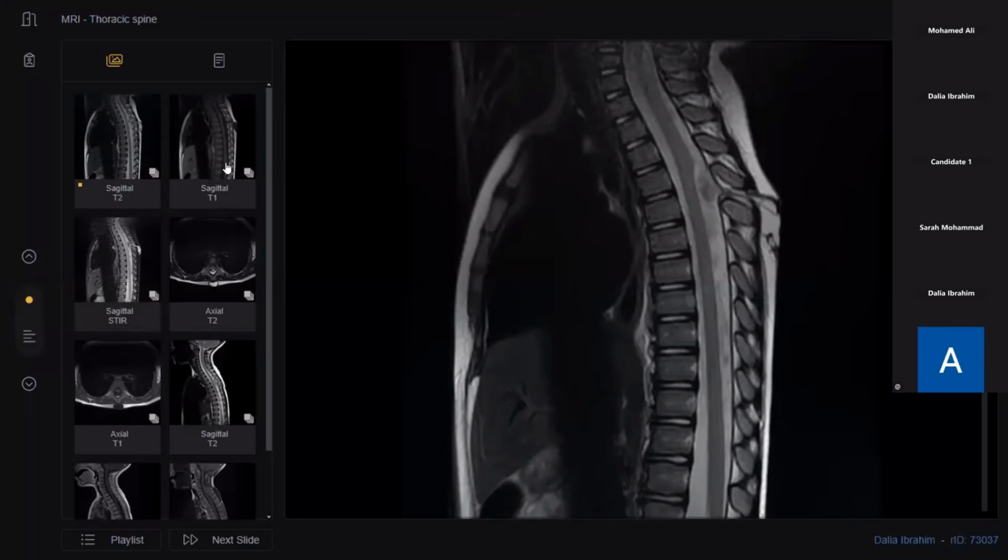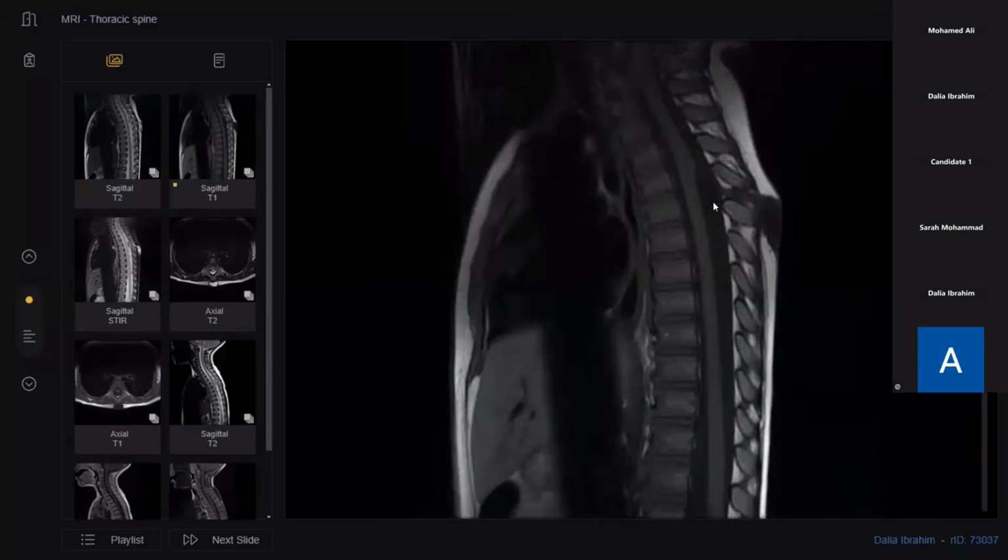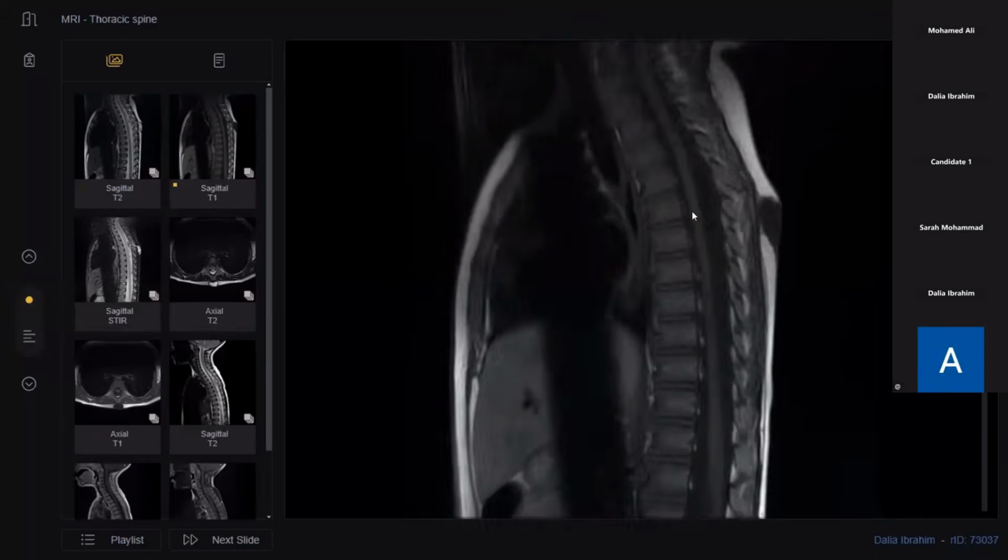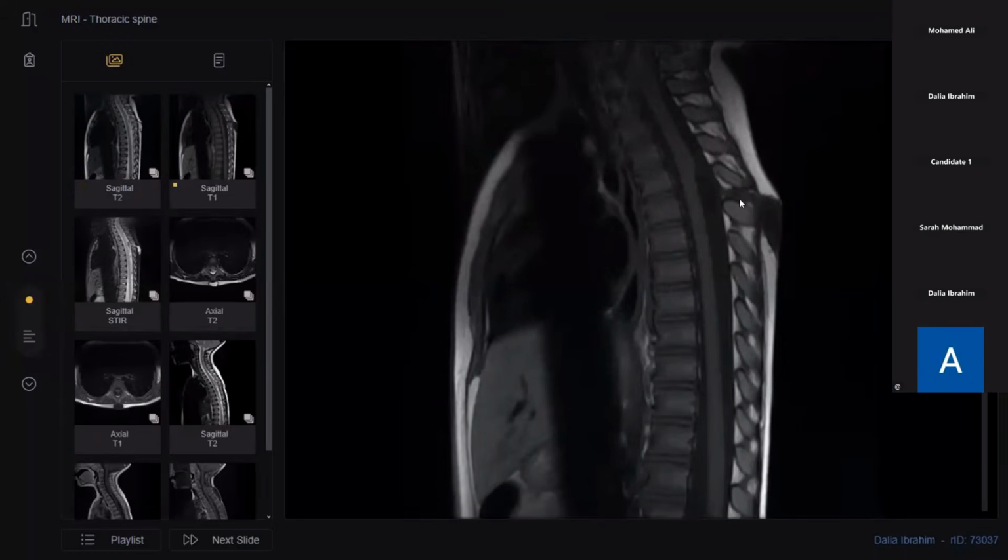I just want to add something. If you focus on the T1 images, you can imagine that the fibrous stalk can extend inside the spinal canal and is attached to the spinal cord at this point. I don't know if you can see this clearly or not. Can you see this? Yes, yes. So, as Dr.